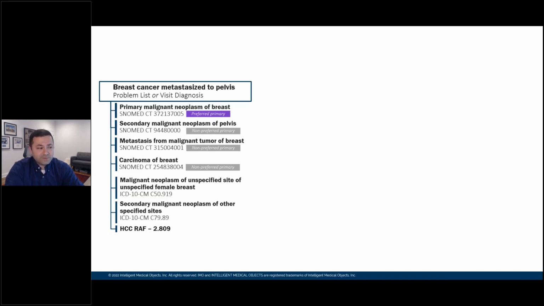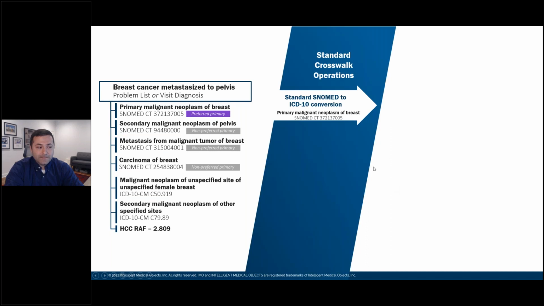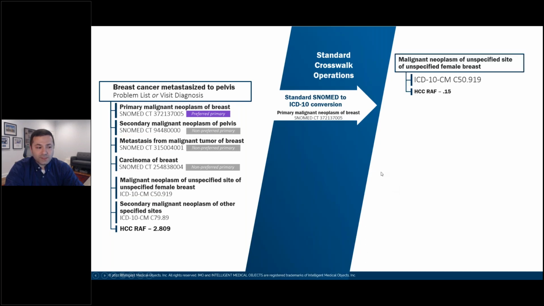But if all you're receiving is just the SNOMED code and not taking into consideration the context of the clinician's documentation, that SNOMED code and crosswalk to an ICD-10 code is just breast cancer. It's a very unspecified breast cancer at that. It definitely does not mean breast cancer metastasized to pelvis.